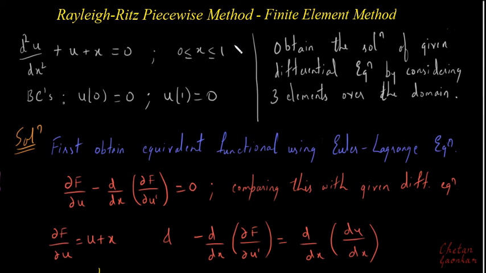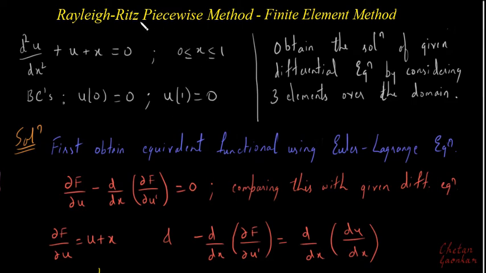Now let us solve the same problem which was solved last time, but this time we will solve it using the Rayleigh-Ritz piecewise method, which we will be using in the finite element method, and the question here remains the same. This is our differential equation. This is our domain, x goes from 0 to 1. These are our boundary conditions, which look to be essential boundary conditions again.